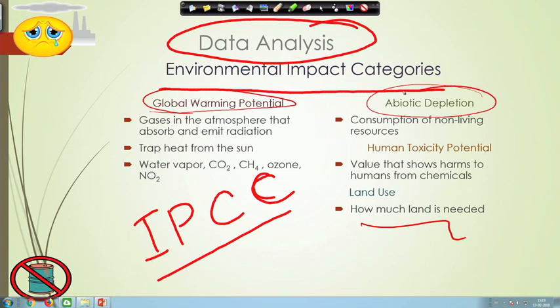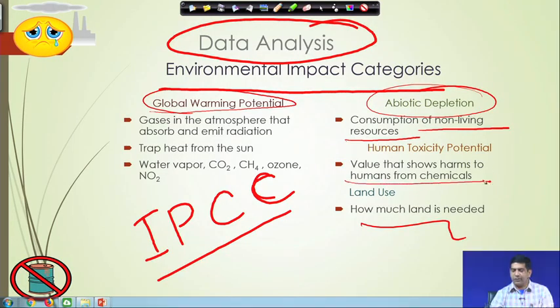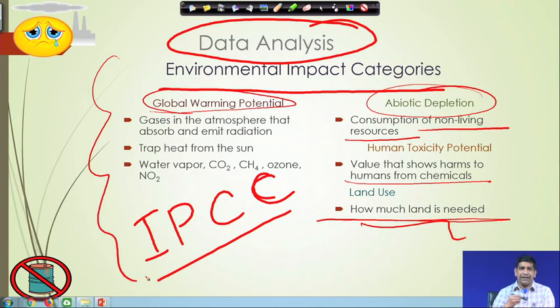Abiotic depletion is the consumption of non-living resources. So it is a renewable or non-renewable, non-living resource in terms of usage of heavy metals, usage of organics, and all those things. Human toxicity potential is a value that shows harm to humans from chemicals. Then land use, changes in the land use, how much land is needed. So all these we need to categorize, and these are only some example impact categories. There are a lot of other categories that we will look at.